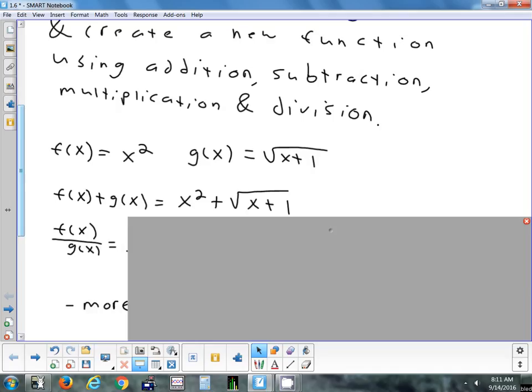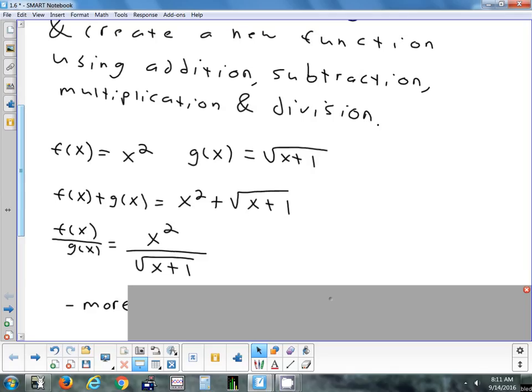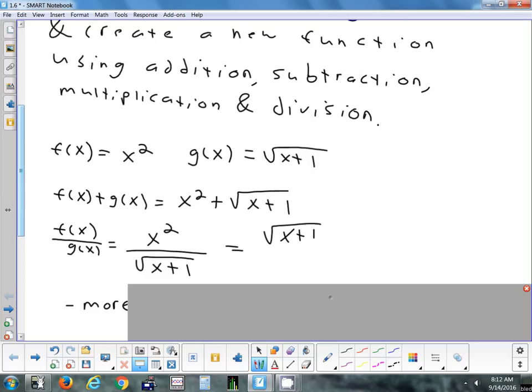Another way we could do it is divide them. If I said to take f of x and divide by g of x, you'd just write f of x divided by g of x. For the moment, I'm not worried about rationalizing the denominator to get the square root out of it. You could multiply top and bottom by the square root of x plus 1 and get something like this. If you get an answer like what's on the left, just make sure you understand that what's on the right is the same thing.